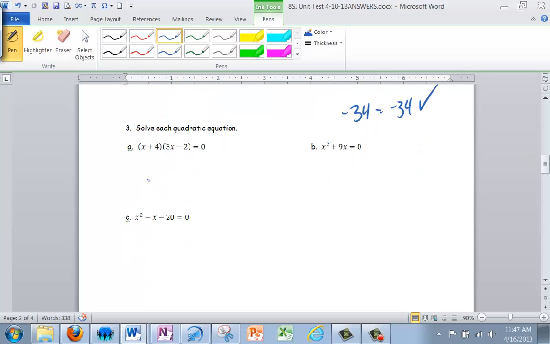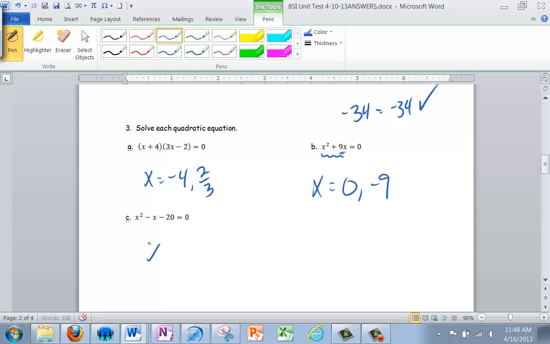Number 3, the correct answers are negative 4 and 2/3. Letter B was a GCF. See the GCF there, my friends? A lot of you said x minus 3x plus 3, but that's not so because that's a 9x. So you need to pull out the x to get an x plus 9, and so your two answers would be 0 and negative 9.